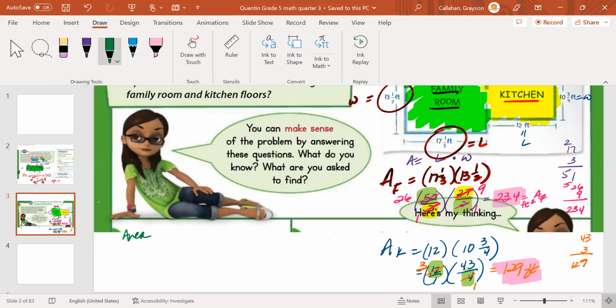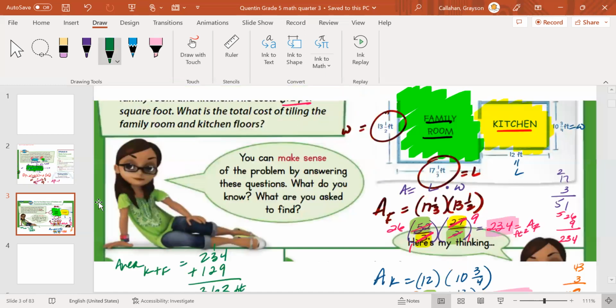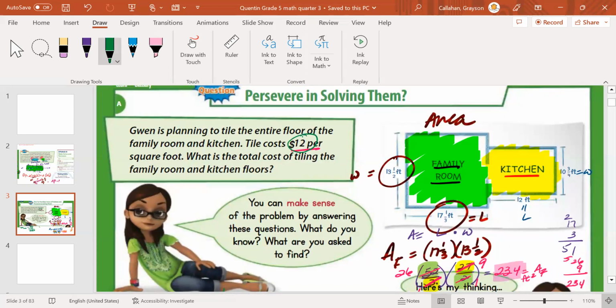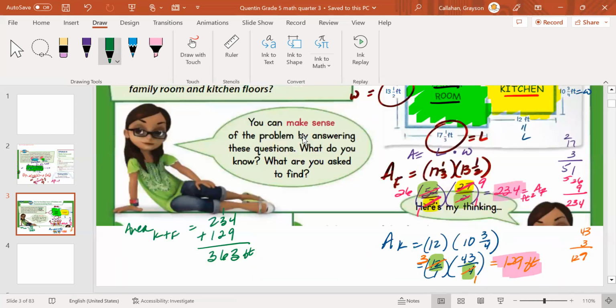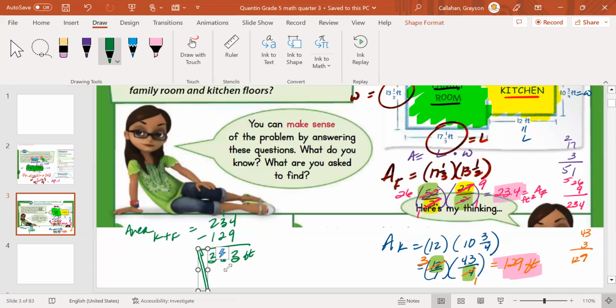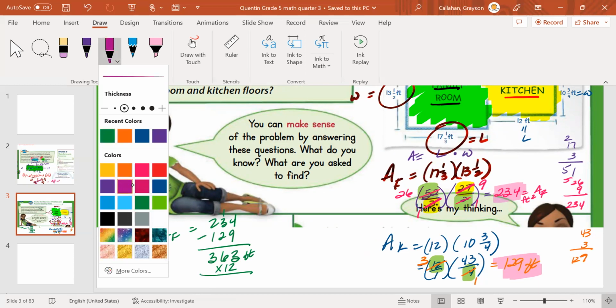So here's the area of the kitchen plus the family room, which is gonna be 234 plus 129. So what's the total area? 363 feet, right? Now you gotta go back to the question. It costs $12 per square foot. So you gotta do that times 12. When you multiply this by 12, what are you gonna get?